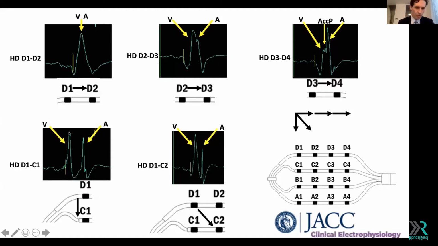For example, from D1 to C1, you can see that you have a ventricular activation and an atrial activation that are both very split, and it is not the same as the previous one, D1, D2. If we take the oblique electrogram, D1, C2, you can see a shorter VA activation, but it is not as good as the original trajectory of the accessory pathway, D1, D2, D2, D3, and D3, D4.